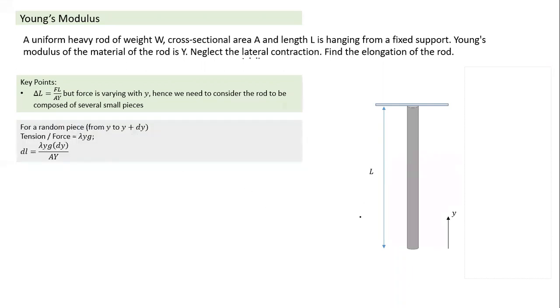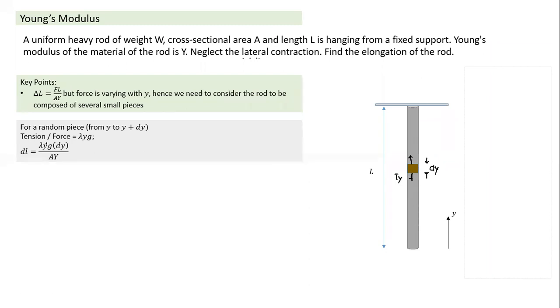So again, here also we imagine the rod to be several small pieces. We will take up a random piece here. What is a random piece? If I take this y dimension at coordinate y, the length of this piece is equal to dy. If I take a random piece extending from y to y plus dy, what will be the tension acting on this piece? Since the length is small, I can assume tension to be constant. Ty will be equal to the weight of the part of the rod below this point. That's what the tension will be here.